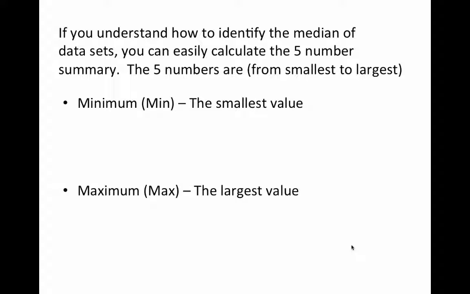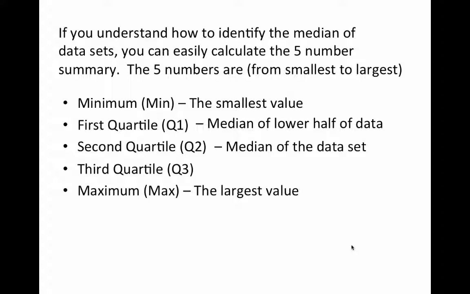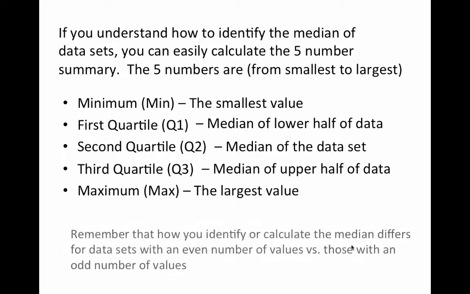So obviously the minimum and maximum are the smallest and largest values. The second quartile is also familiar because it's the same as the median of the data set. But the first and third quartiles are also medians, where the first quartile is the median of the lower half of the data set, and the third quartile is the median of the upper half of the data set. Remember that how you identify or calculate the median differs for data sets with an even number of values or those with an odd number of values.